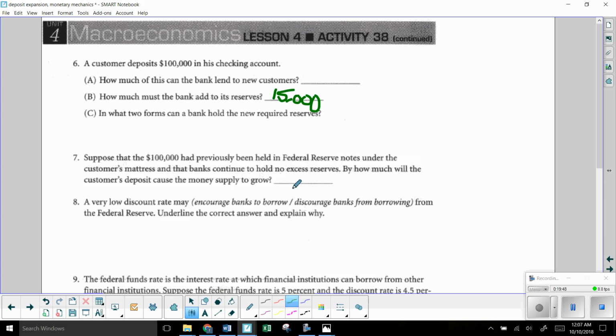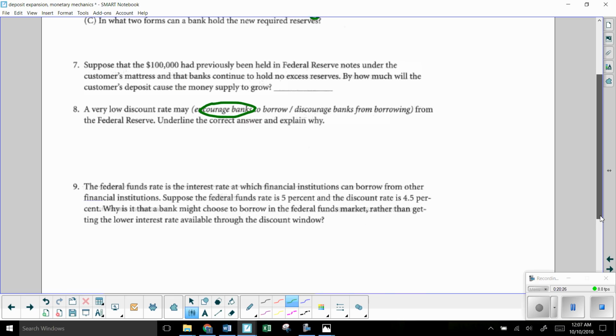How much will the deposit cause the money supply to grow? And this is a situation where we would take that 100,000, multiply it by the money multiplier, and then say, but hey, that 100 was already part of the money supply. And so really what I think you're going to see is that the 100,000 becomes $666,666, and really the increase is $566,666.